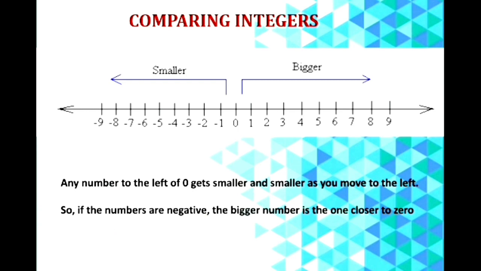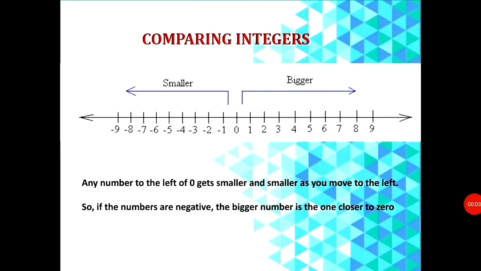Comparing integers. Any number to the left of 0 gets smaller and smaller as you move to the left. So, if the numbers are negative, the bigger number is the one closer to 0. Though the numerical value of 3 is greater than 1, because -1 is closer to 0 as compared to -3, that is why -1 is greater than -3.